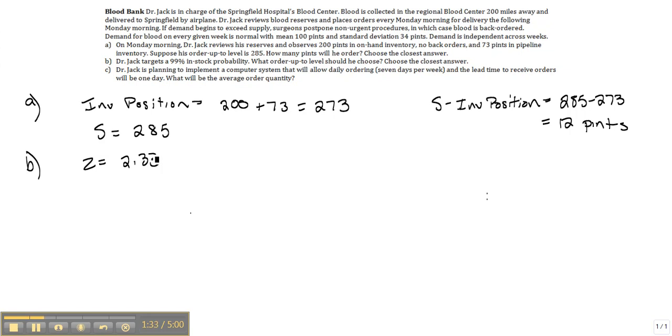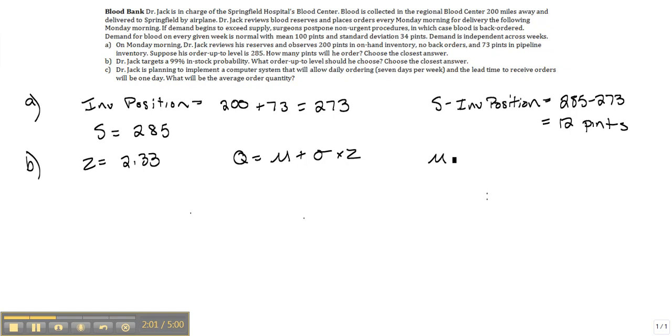Now we can convert this to an order up to level using our quantity formula of the mean plus the standard deviation times z. But when you're finding an order up to level, you want to use the mean and the standard deviation over an additional period beyond just the single lead time. So in this case, rather than just over one period, we'll look at it over 2 periods.